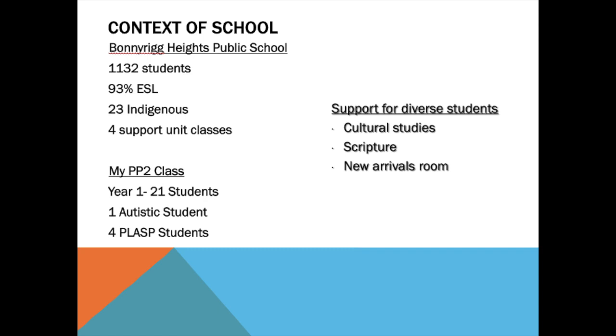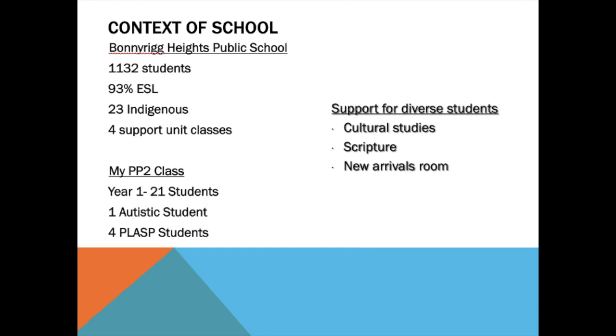Bonnyrigg Heights Public School is located in the outer region of Sydney's southwest in Bonnyrigg Heights. This school is a co-ed school from K to 6. Based on student data from the school, there are 1,132 students enrolled into the school for 2019. Based on the same student stats, in 2019, out of the 1,132 students, 23 of them are Indigenous students.